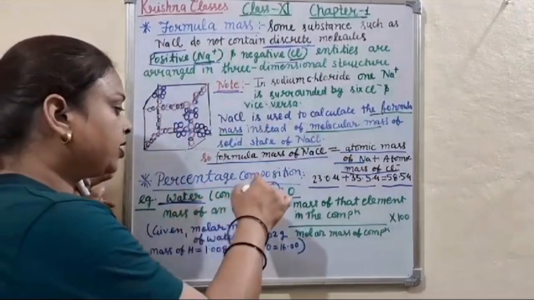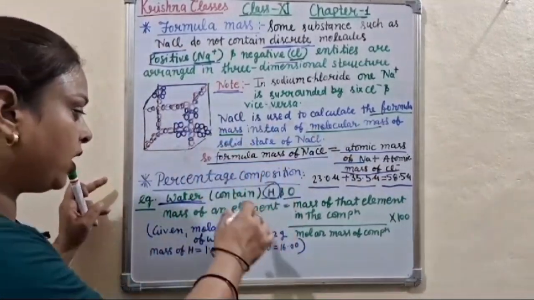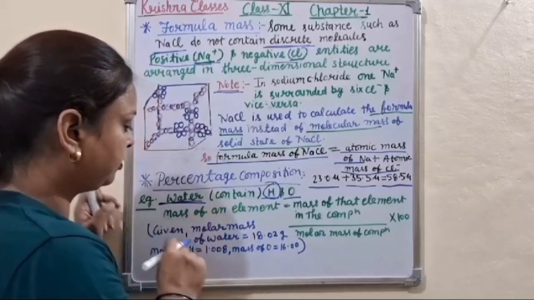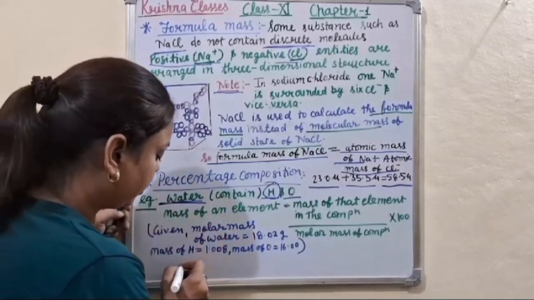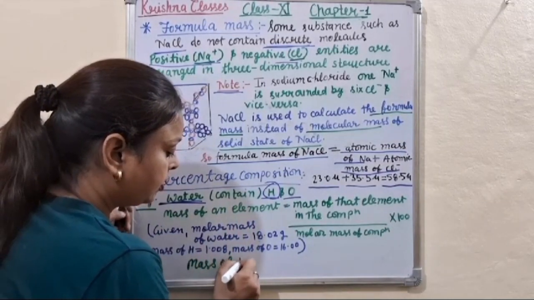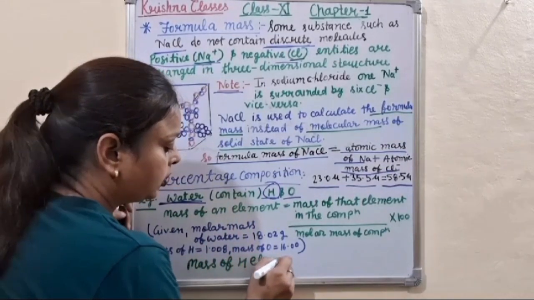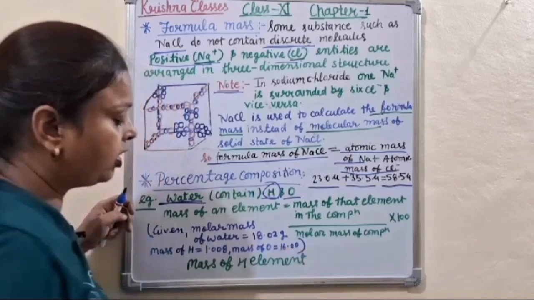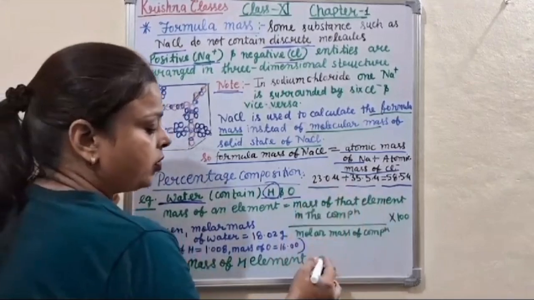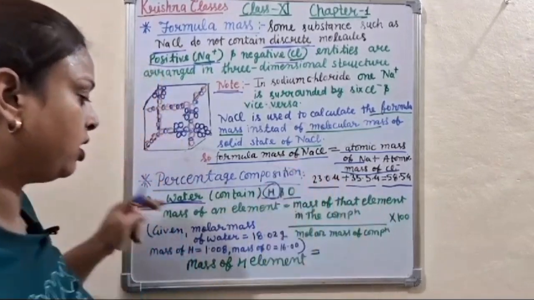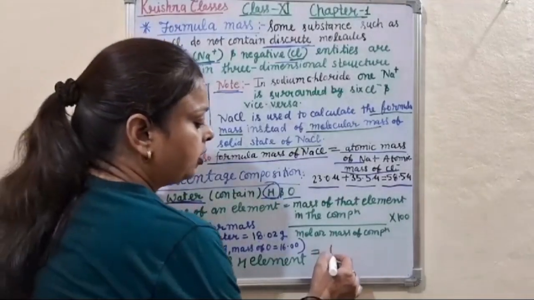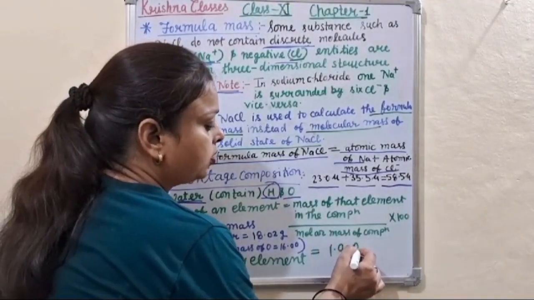If we take the example of water and calculate the mass of hydrogen element, how can we calculate it? Here, what is the formula? Mass of that element, it means mass of hydrogen element. What is the mass of hydrogen? 1.008. This is the mass of hydrogen.